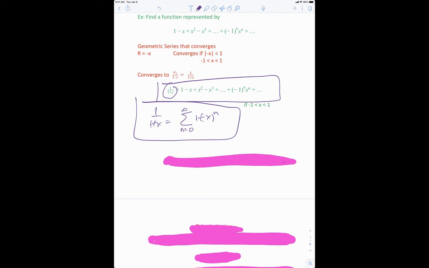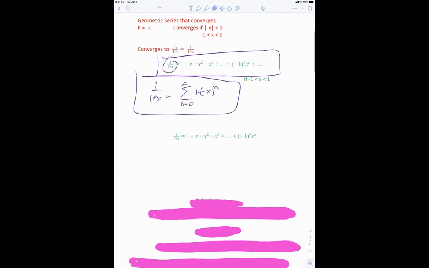What I'm going to do is just a couple of little tricks. You might not understand why until just a second. I'm going to take the derivative of both sides. I have this power series written right up here in the green, 1 over 1 plus x, so I'm just going to take the derivative of both sides. That's the first step.